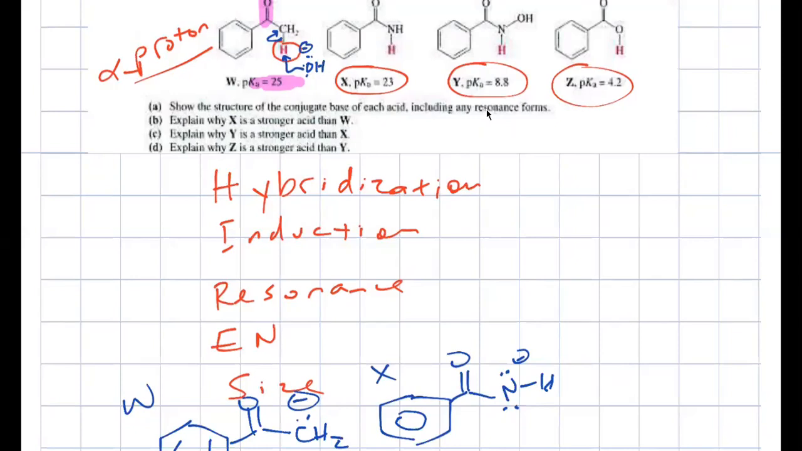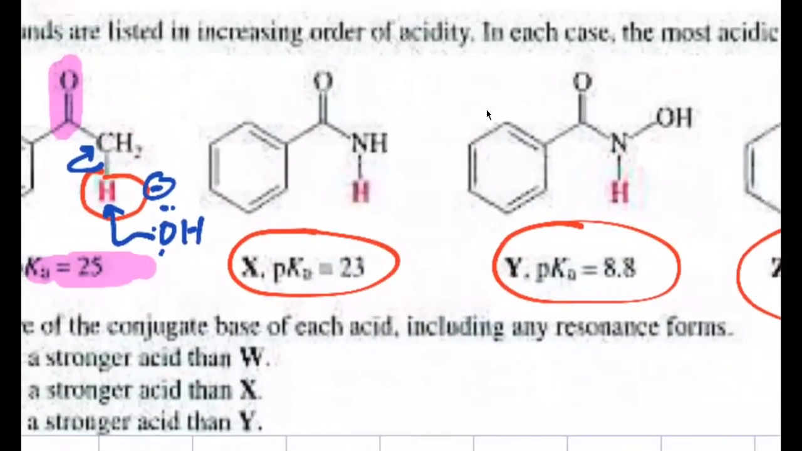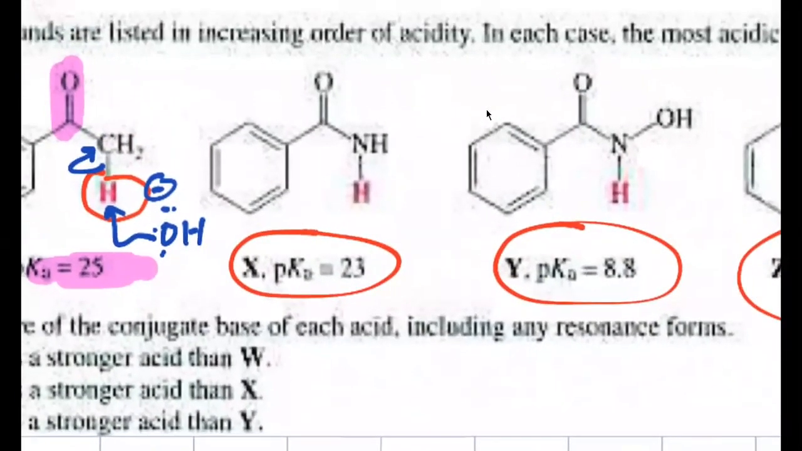All right. So what would the conjugate base for Y look like? Somebody help me out. Hey, Dr. Russell, I have a question for X. Okay. So before we just took off the hydrogen that was connected to the CH2, right, for W. Why do we do that for X? Why do we take off the one? Because, again, we have to compare the conjugate bases. And you can't compare the conjugate base without removing the proton from the acid.